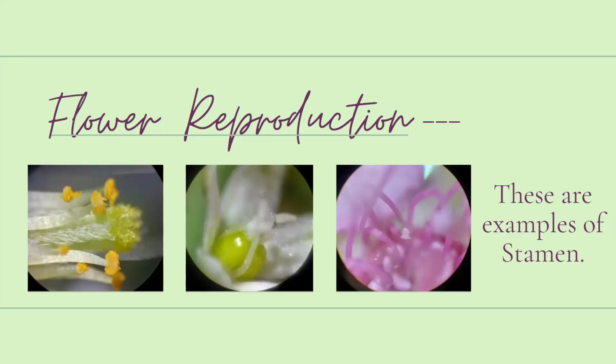On the left, we've got a picture that has the stamen lining up around this giant center piece that I believe would be the stigma element. But the stamen on the outside, you can see that they have just a little bit of pollen on the outside.